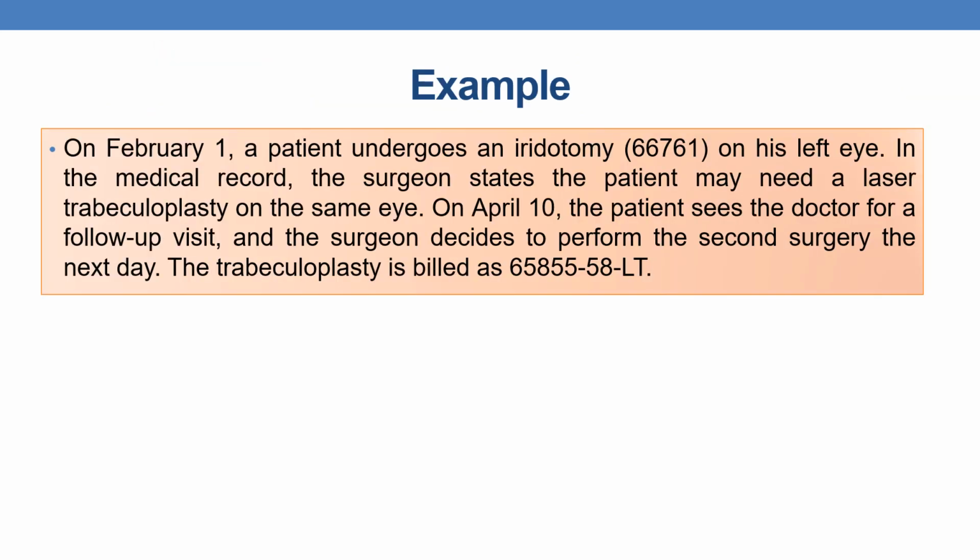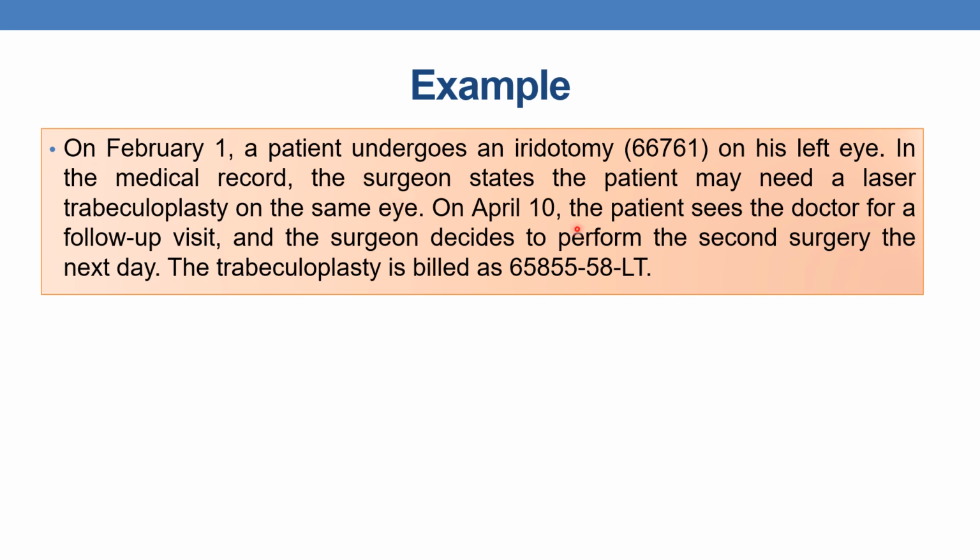Let us see an example. On February 1st, the patient undergoes an iridectomy. The CPT is 66761 on his left eye. In the medical record, the surgeon states that the patient may need a laser trabeculoplasty on the same eye. This is a planned procedure.